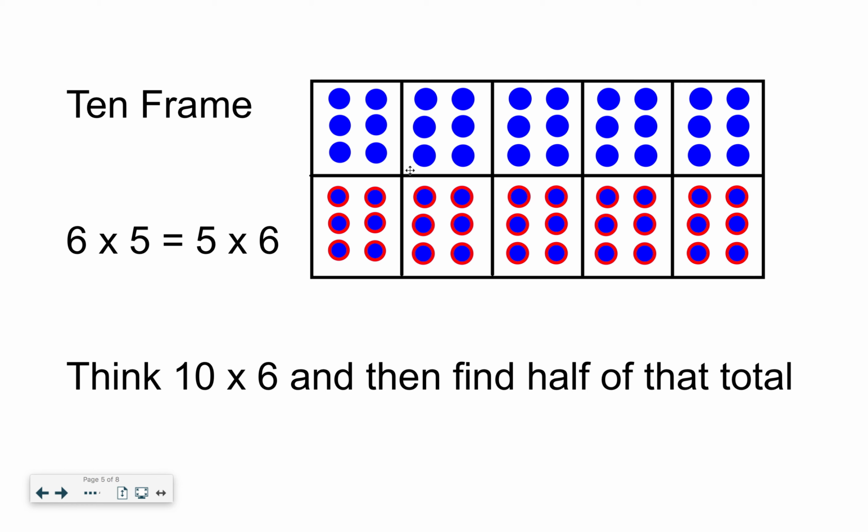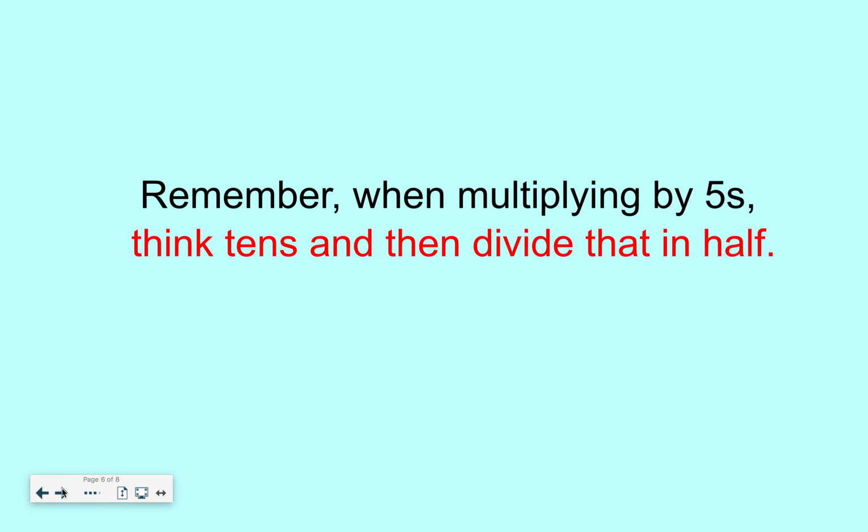Well, I know that this whole thing is 60, but since I'm trying to find 5 groups of 6, I'm really just going to take half that. So half of 60 is 30. So I'm going to think 10 times 6 and then find half of that total. So remember, when multiplying by fives, think tens and then divide that in half.